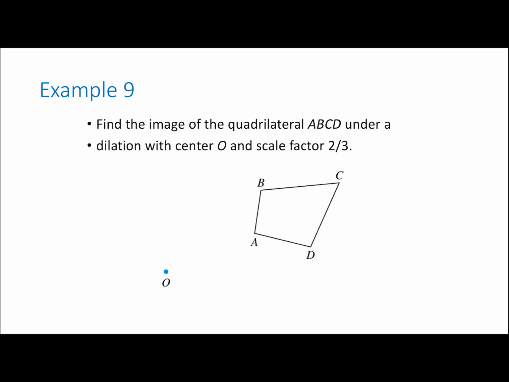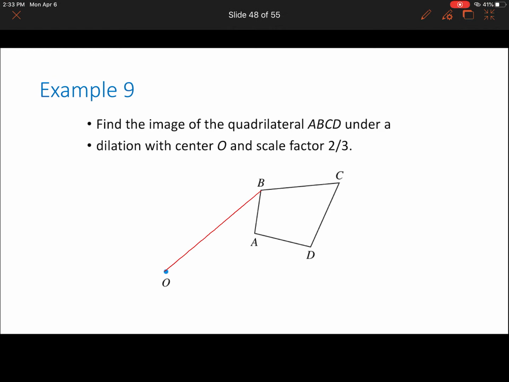So what we're going to do is we're going to draw a line from O to each vertex. So for example, O to B would be there. So if I can do this without messing my screen up here. From C to O would be there.